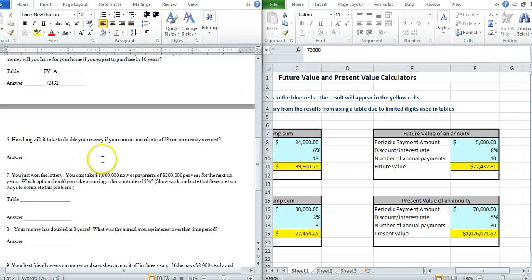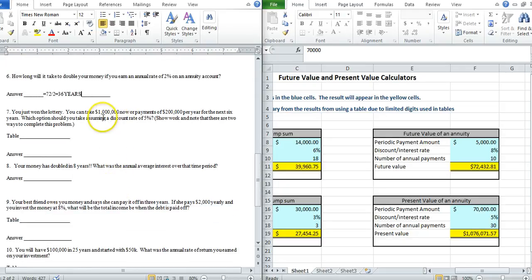Number 6. How long does it take to double your money? 2%. We know the formula for doubling your money. It equals the rule of 72, 72 divided by the interest rate, in this case, which is 2, which is going to equal how many years? 36 years, a very long time.